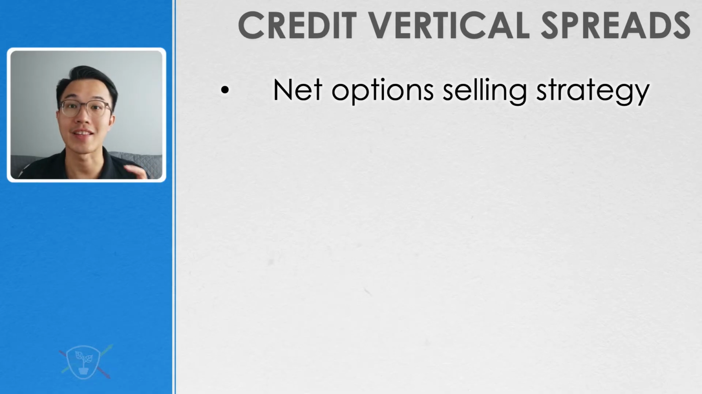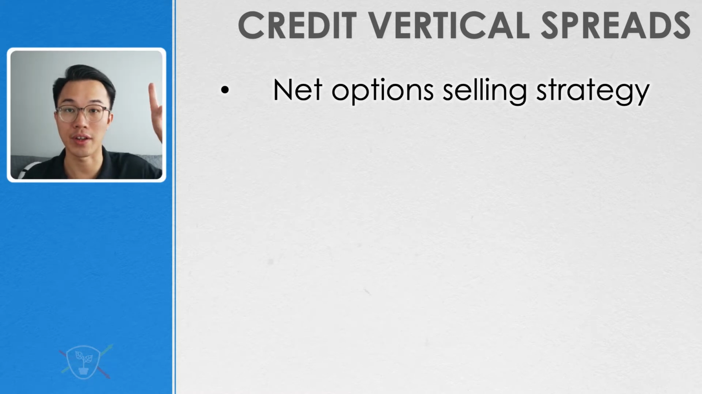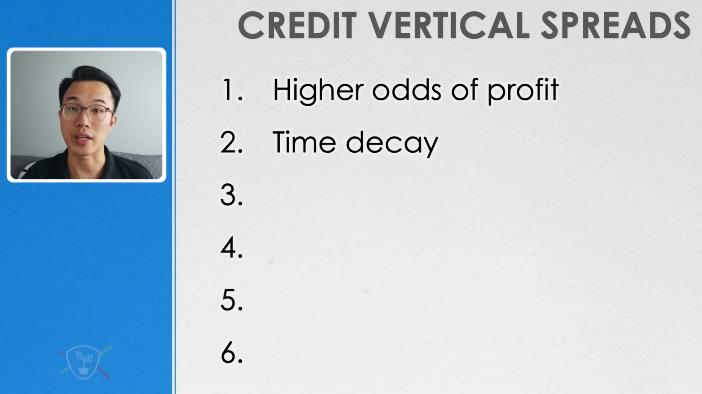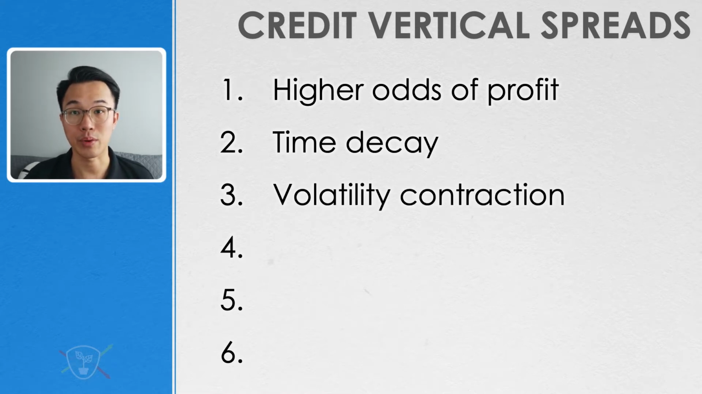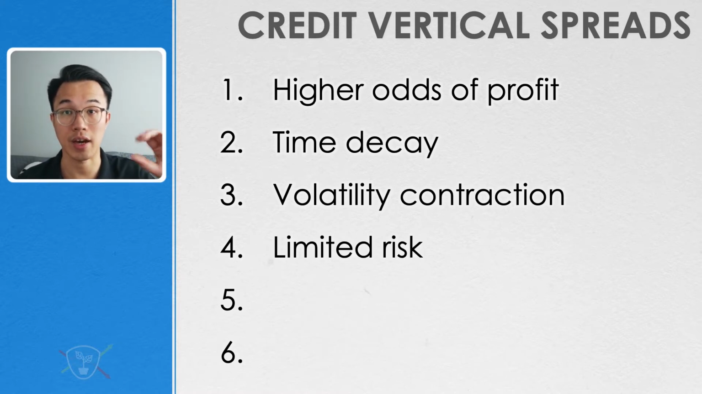First of all, this is a net option selling strategy. So actually, we're getting all the benefits of selling options that I talk about in this video, such as putting probability in your favor, putting time decay in your favor, and putting volatility contraction in your favor. Using this strategy also allows us to limit our risk. I'll talk more about this as we go along.